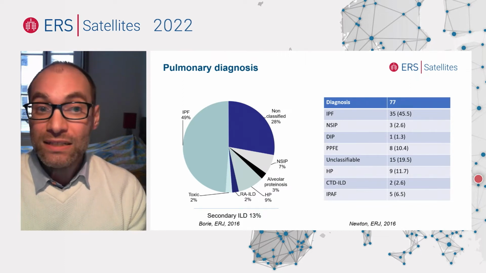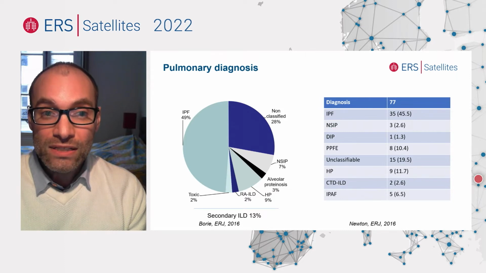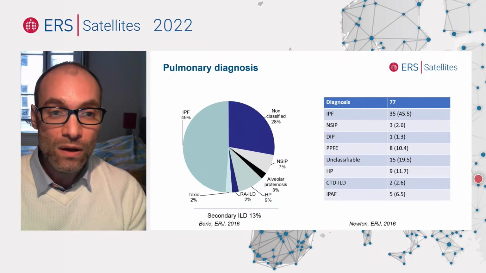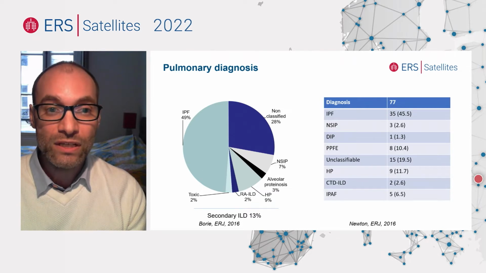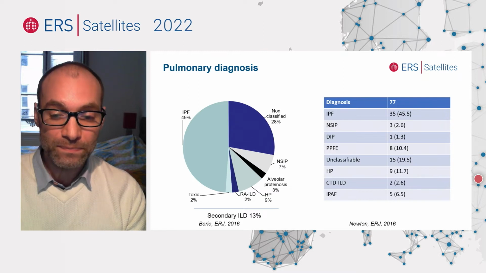What we can say from that is, whatever the pulmonary diagnosis, the genetic analysis should be discussed, whether an idiopathic or secondary ILD, if you evidence a familial case of pulmonary fibrosis.